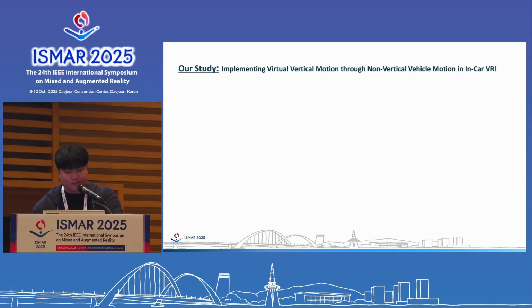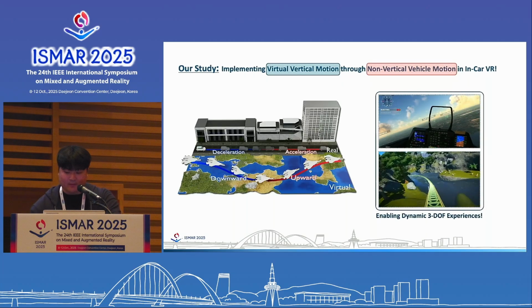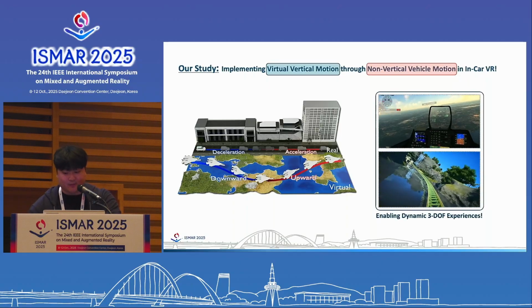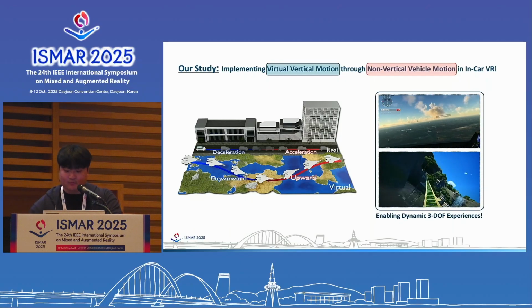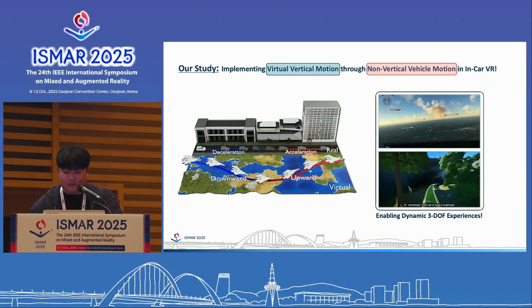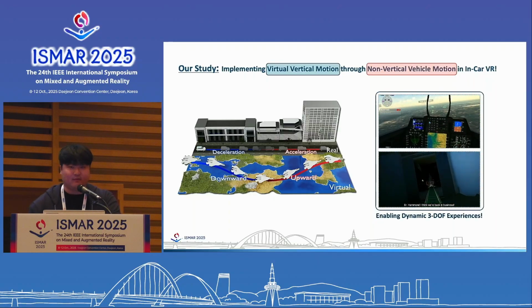As such, we propose that we can implement virtual vertical motion even in the absence of actual vertical motion of the vehicle. This paves the way for applications that expand beyond the horizontal plane, such as flight simulation, roller coasters, with corresponding physical sensations of verticality.